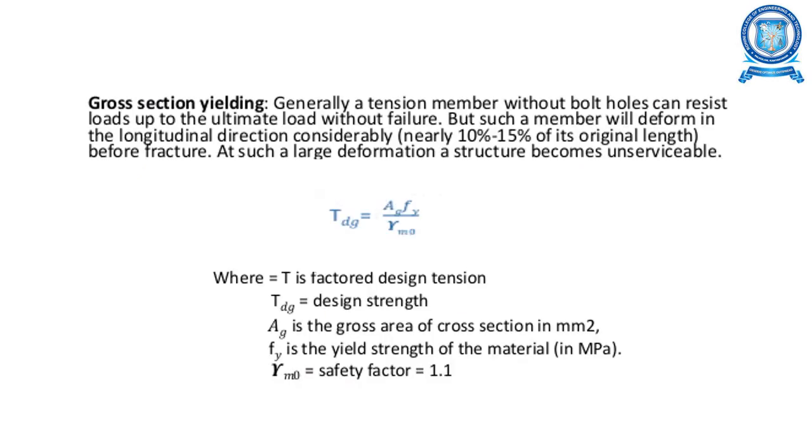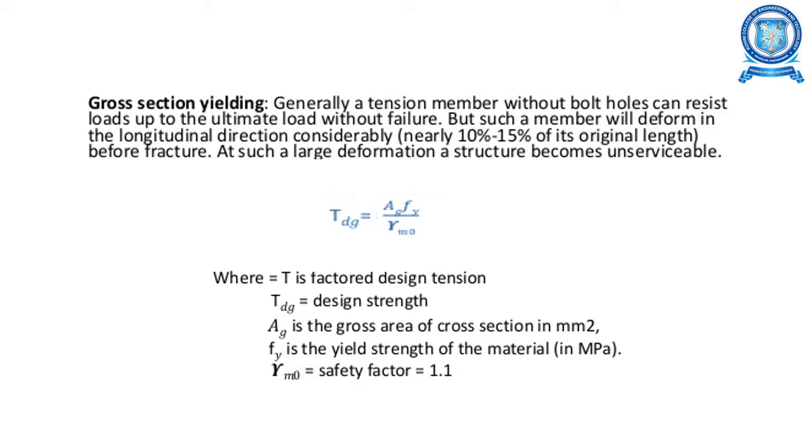From the Codal Provision IS 800-2007, Section 6, page number 32 is clearly mentioned about the tension member and its failures. Let us see about the cross section of yielding. Generally, a tension member without bolt hole can resist load up to the ultimate load without failure. But such a member will deform in the longitudinal direction considerably before the fracture. Nearly it is 10 to 15% of its original length. At such a large deformation, a structure becomes unserviceable.